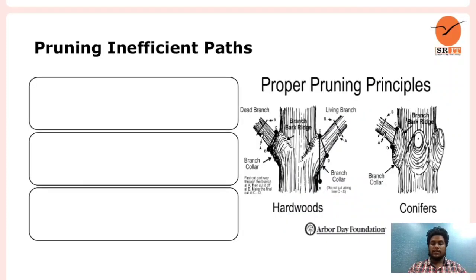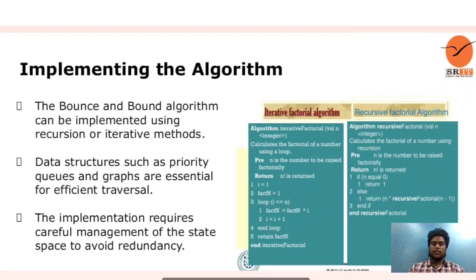Pruning inefficient paths. You can see the proper pruning principles. Differences between configurations. Implementing the algorithm. The branch and bound algorithm can be implemented using recursive or iterative methods. Data structures such as priority queues and graphs are used for efficient traversal. The implementation requires careful management of the state space to avoid redundancy.